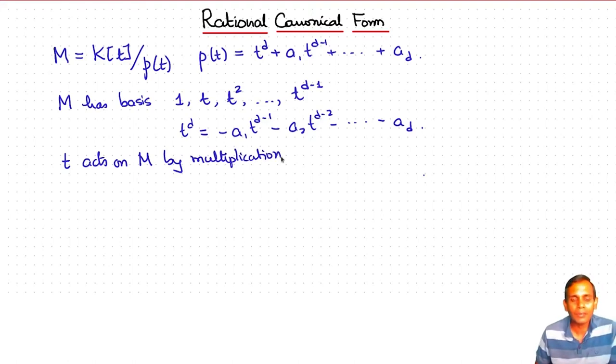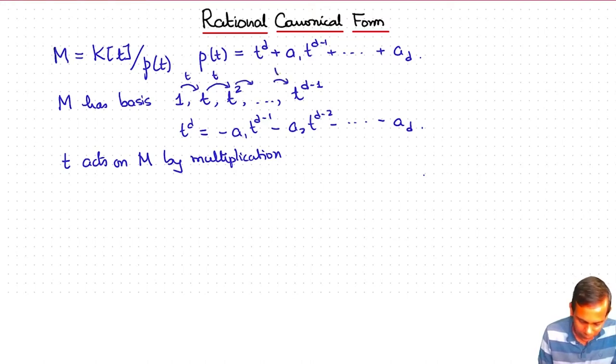by multiplication. And if we try to write down the matrix of this multiplication action of T on M, then what we need to do is figure out what T does to each of these basis vectors. So T takes the first basis vector 1 to the basis vector T, and it takes the basis vector T to the second basis vector T squared, and so on, all the way up to T to the d minus 1, and then takes T to the d minus 1 to T to the d, which is no longer in our basis. However, it is given by a linear combination of our basis vectors as follows: minus a1 T to the d minus 1, minus a2 T to the power d minus 2, all the way down to minus ad.